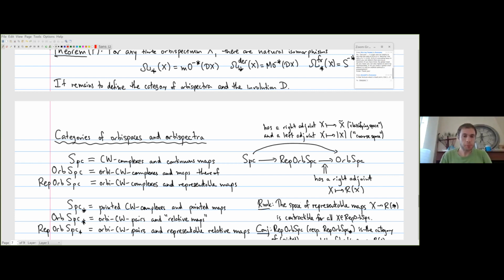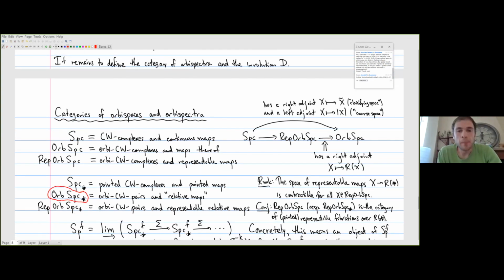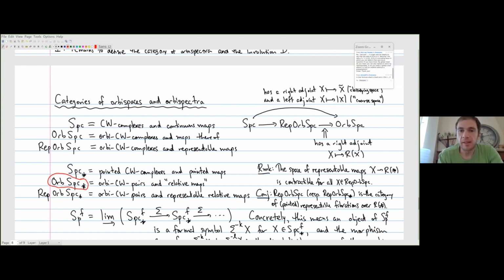So the notation on the left is meant to somehow tell you that this is the natural generalization to the Orbispace context of the category of pointed spaces. But it's not the category of pointed Orbispaces. The objects here are Orbi-CW pairs and some non-trivial notion of maps between them. And again, there are two ways of doing this, either all maps or just representable maps. Okay, so this is all just an aside, which maybe I'll skip for the time being.